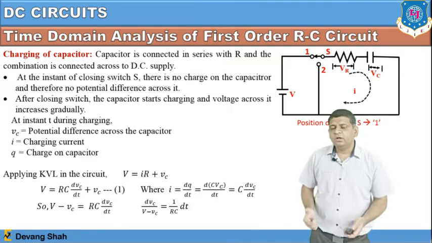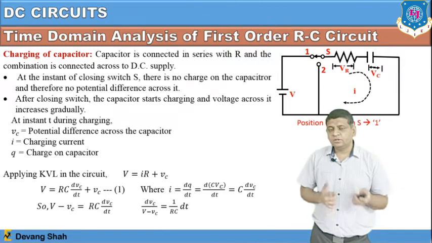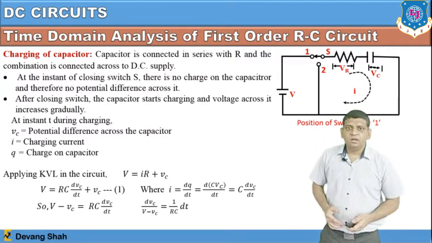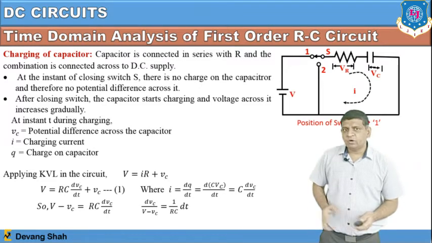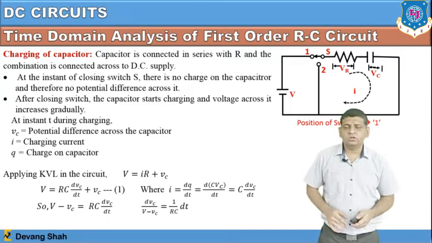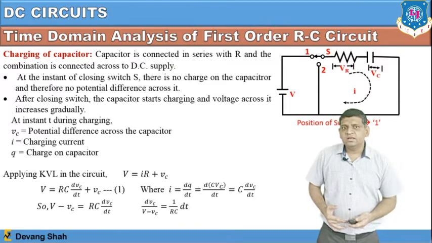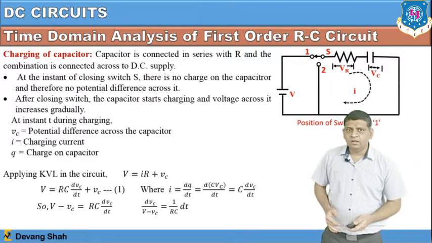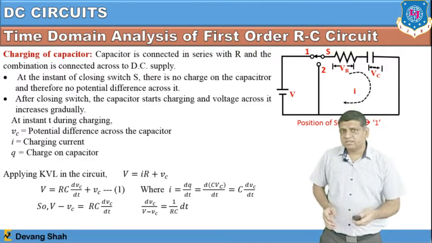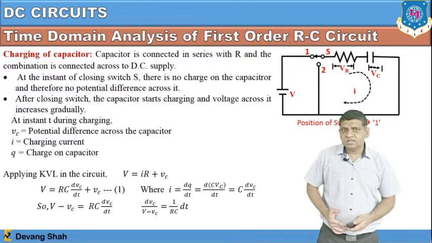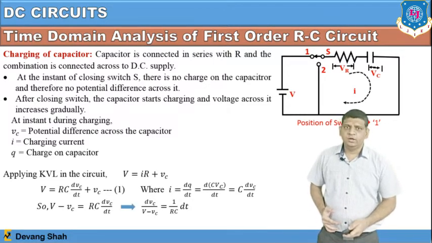Putting this term in equation number 1, I find V is equal to RC dVc by dt plus Vc. Now rearranging this equation and going forward with some mathematics, you will find V minus Vc is equal to RC dVc by dt. Again rearranging, you'll find dVc divided by V minus Vc is equal to 1 by RC into dt.